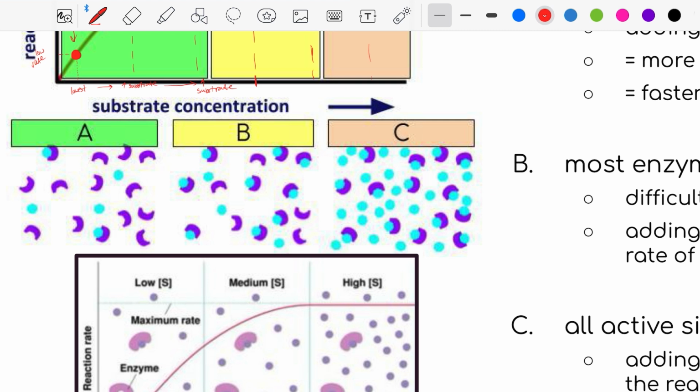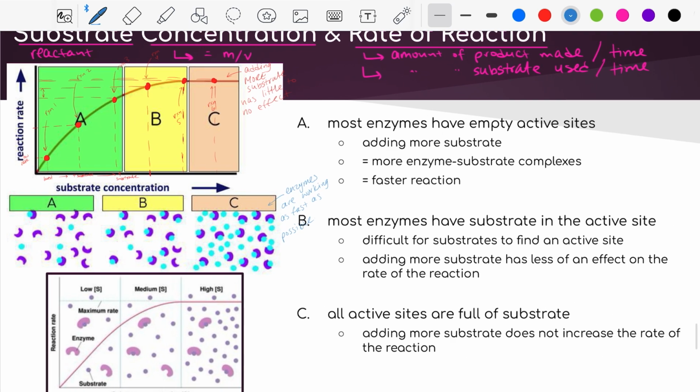So here we could say that in this one here, the enzymes are working as fast as possible. Okay.